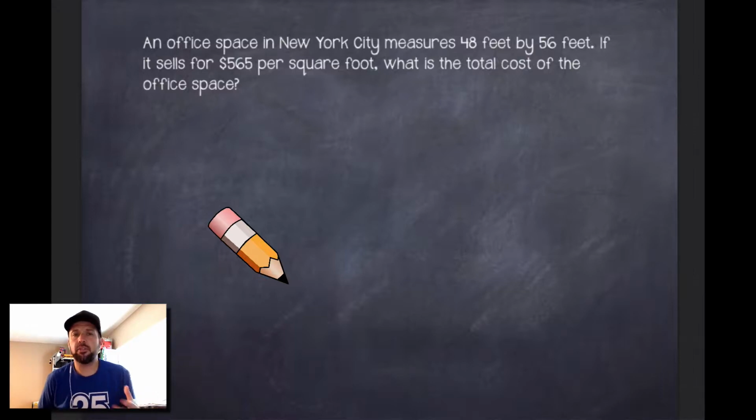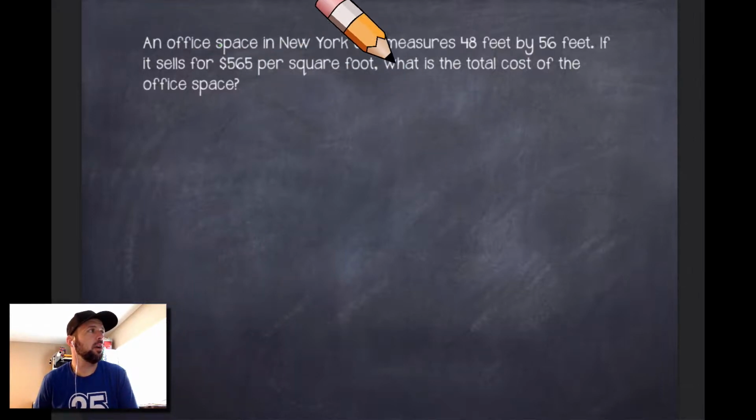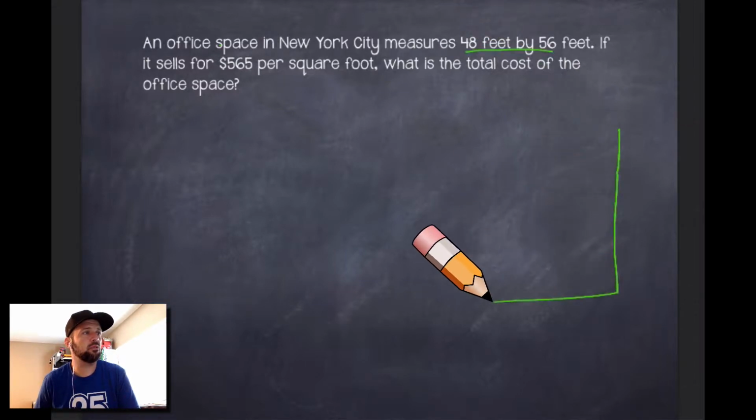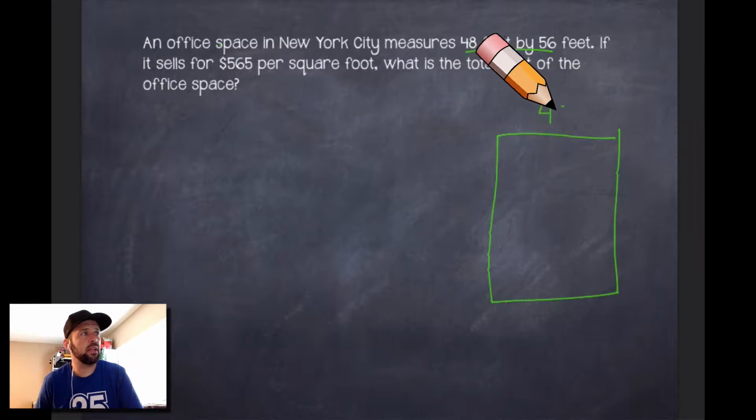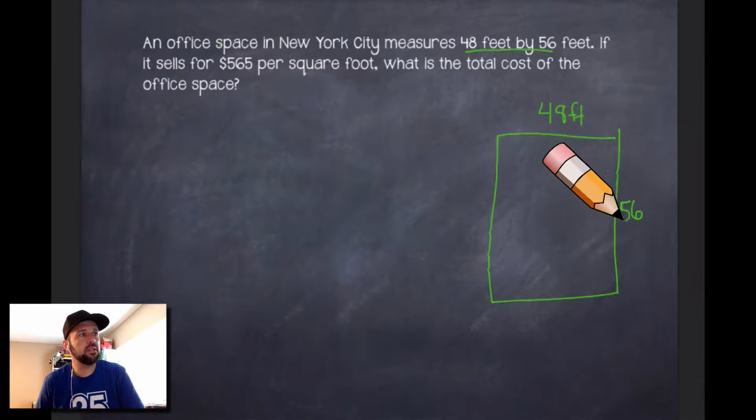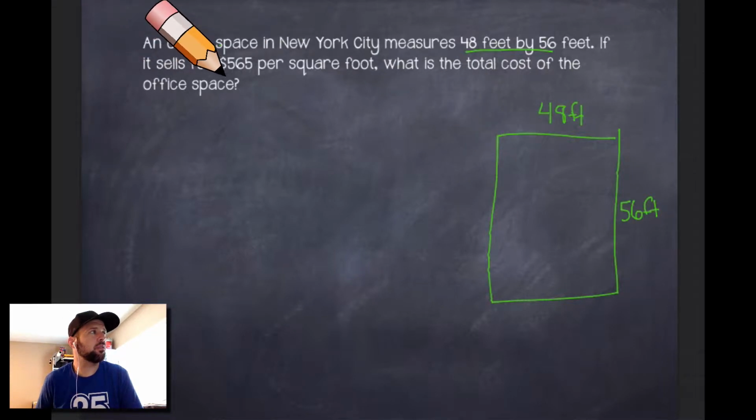So when I see this, the first thing that I want to do, of course, as always, is draw a picture. I want to map this out and see exactly what it is that I'm dealing with. So we have that office space. It measures 48 feet by 56 feet. I'm just going to draw something that kind of looks like that. Okay, so we'll say that this is 48 feet, and this over here would be 56 feet. That's what the office space is going to look like. It's a rectangle, right? And it sells for $565 per square foot.